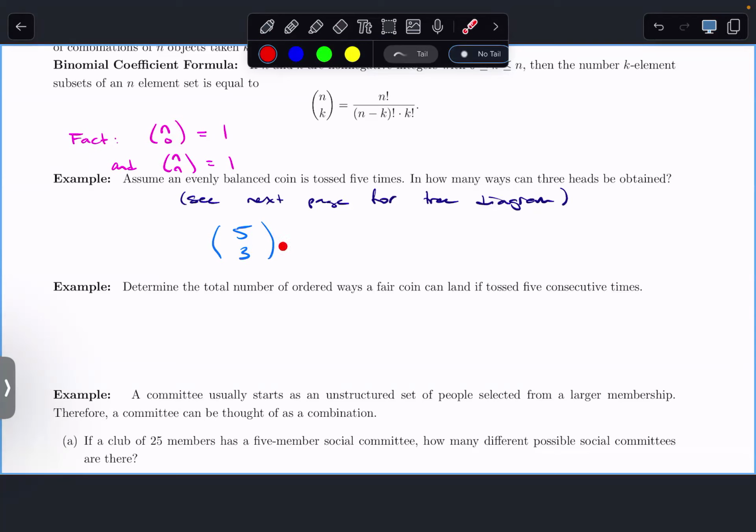Head, tail, head. Sorry, I forgot there were 5, not 3. It's easier with 3. Easier to visualize too, but we're flipping 5 times. So if we're using the formula, n factorial over n minus k factorial times k factorial, I can write this out as 5 factorial over 5 minus 3 factorial times 3 factorial.